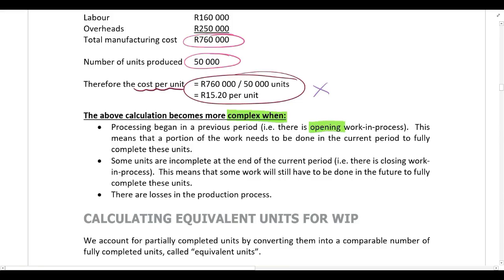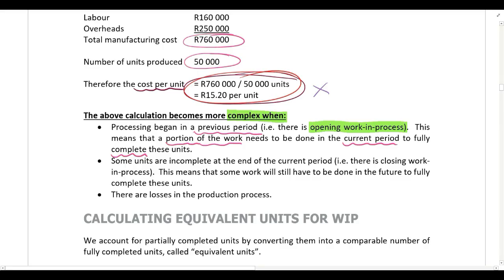What causes the calculation to be more complex? Number one, the fact that we have opening work in process. What is opening work in process? Remember, opening work in process means I started production on these units in the previous period. However, I didn't complete them. So in the current period, I'm still going to have to do a portion of the work so that I can then complete these units. So having opening work in process complicates my calculation, and that's why process costing isn't as simple as just taking the total cost dividing by the total units.